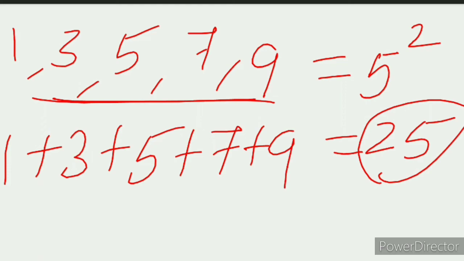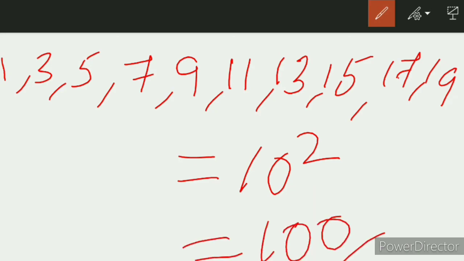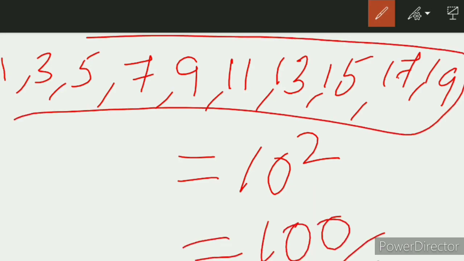Add it. 1 plus 3, 4. 4 plus 5, 9. 9 plus 7, 16. 16 plus 9, 25. Understand? Now 10 odd natural numbers: 1, 3, 5, 7, 9, 11, 13, 15, 17, 19. That is 1, 2, 3, 4, 5, 6, 7, 8, 9, 10. How many odd numbers? 10. If you square this, what will be the answer? 100. To verify, you just add all these numbers, you will get 100.